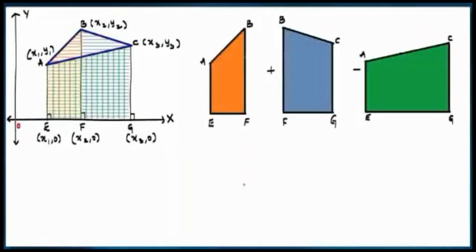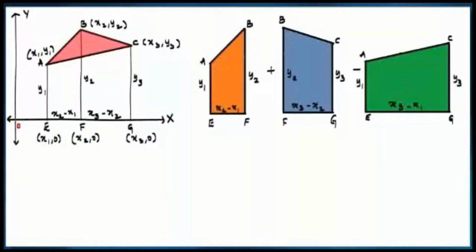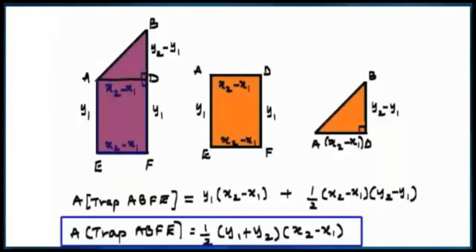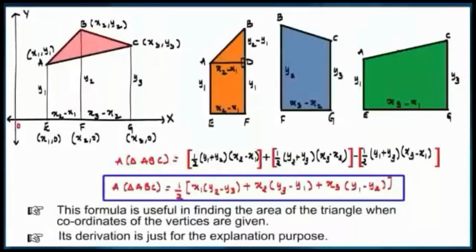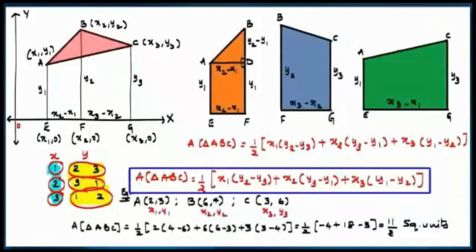This is the way to find the area of a triangle. We have drawn the triangle, split it into different trapeziums, and then finally, using the trapezium formula, we have found the area of the triangle. So keep this formula in your mind, don't mug up, keep it in your mind.